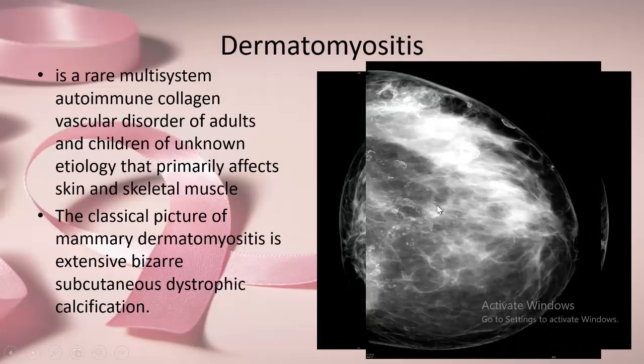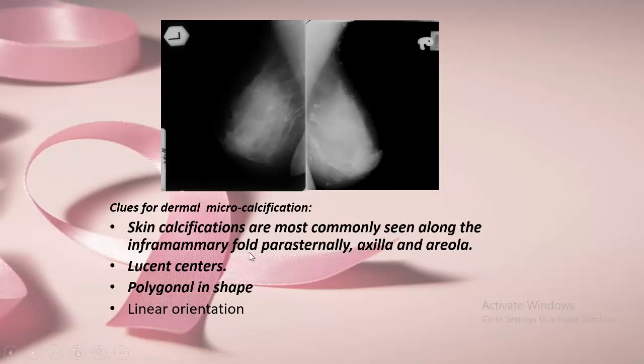Another case. Here we know that it is a calcification. It is just subdermal in location. Note this one, it is related to the skin. Clues for the dermal. This is another case. Note here the calcification rising to the axilla. So the clues for dermal microcalcification: skin calcifications are most commonly seen along the inframammary fold. We see the calcification in the inframammary fold, and we see them rising to the axilla and the areola. Lucent centers, polygonal in shape and linear orientation.